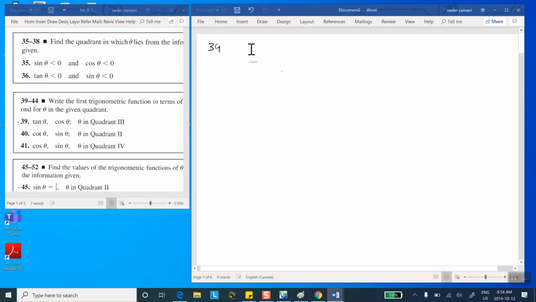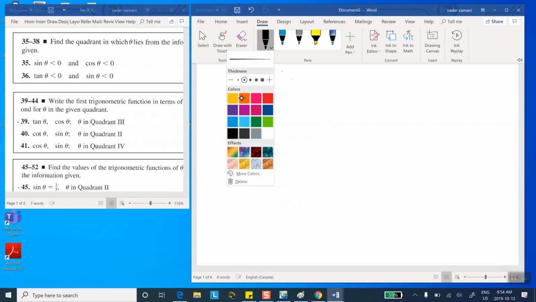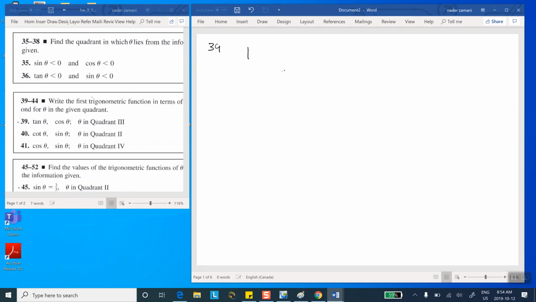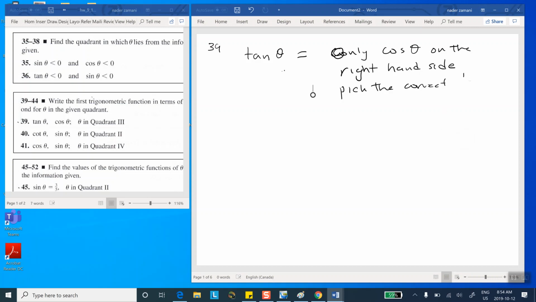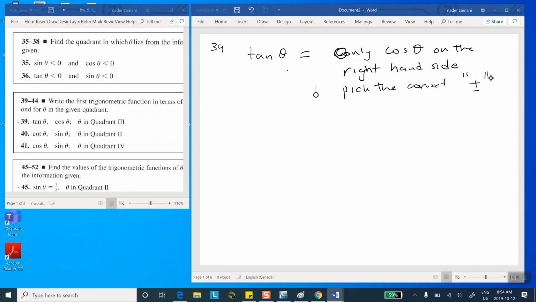I want tangent on the left. Okay, I want tangent of theta here in terms of cosine, only cosine of theta on the right-hand side. Only cosine on the right-hand side. And pick the correct algebraic sign. You'll see what I mean in a second. We did problems like this on numerous occasions.